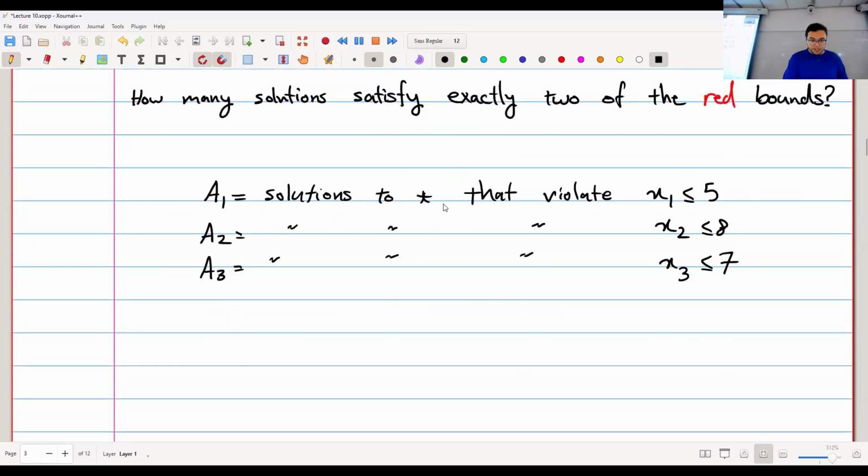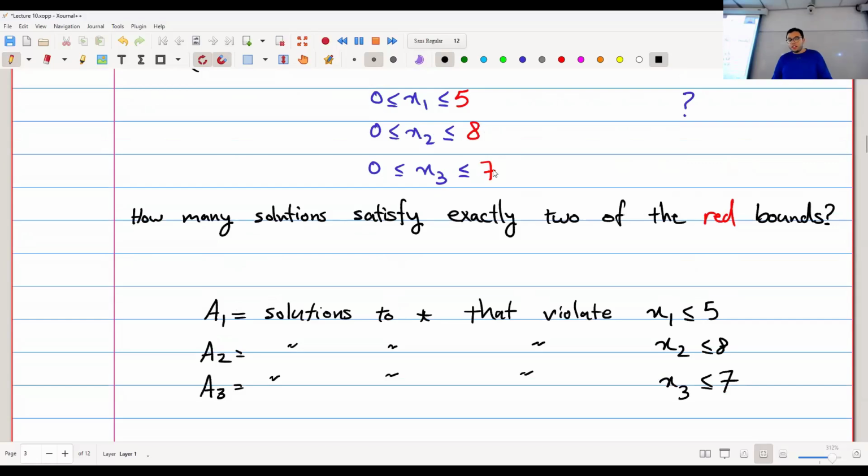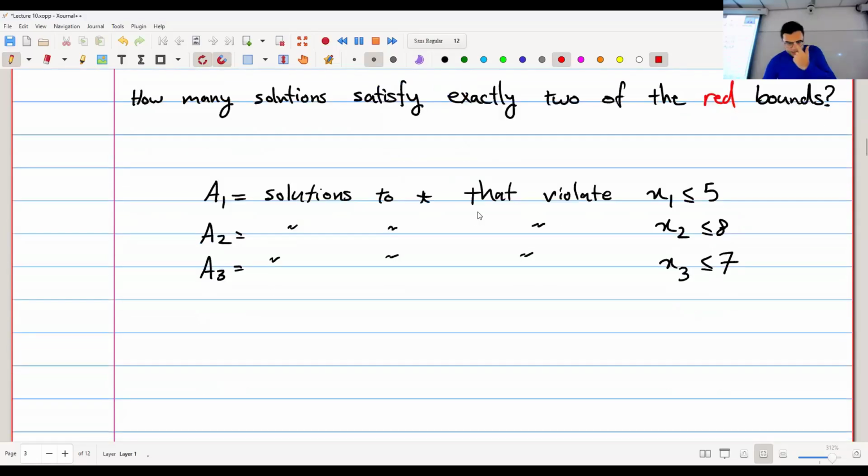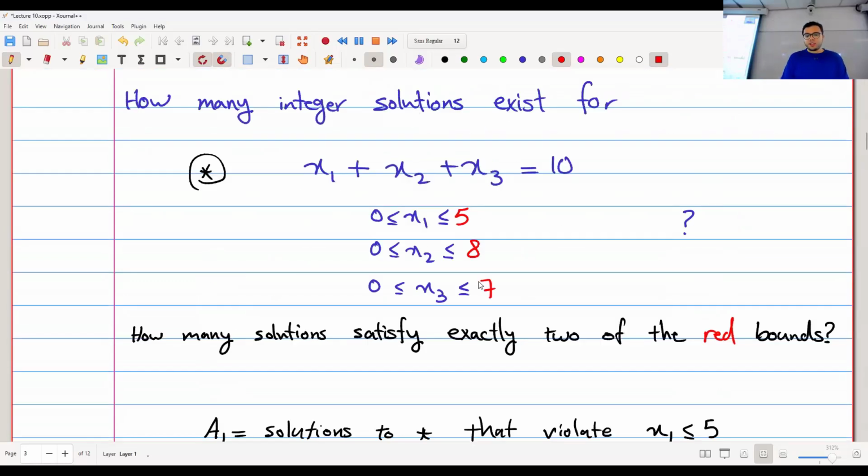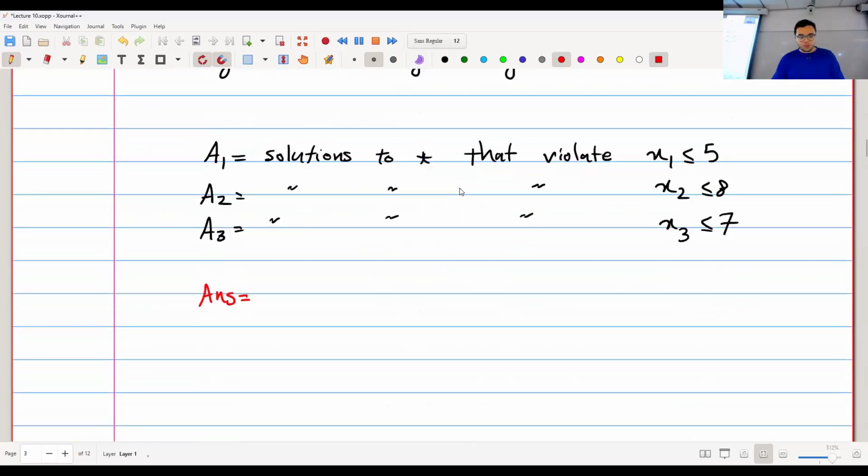Okay. Now, what do I want? I want to know what is the size of the union of A1, A2, and A3, because these will be all the solutions that violate at least one of my constraints, and then I can subtract that from the total number of solutions, and that gives me the answer. So my answer is the total number of solutions if I didn't have these upper bounds. What is the total number of solutions if I don't have these upper bounds? So I have 10 balls and 2 valves. It's 12 choose 10 minus the size of A1 union A2 union A3.